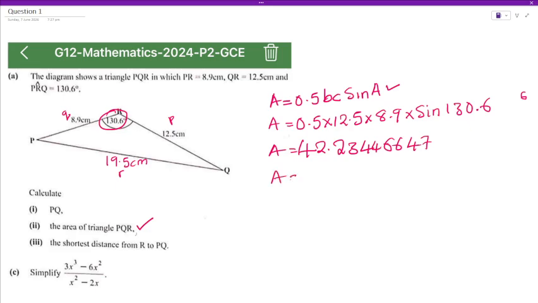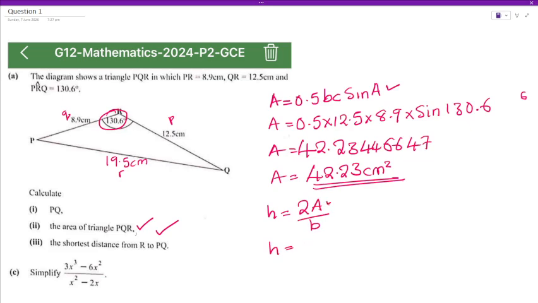Okay, when you round it off, it gives us 42.23. That is centimeter, this is area, so centimeter squared, and that's your final answer. Coming to the shortest distance, the same formula again. Okay, h is equal to 2a over b, just like we were looking at in the sine rule lessons.